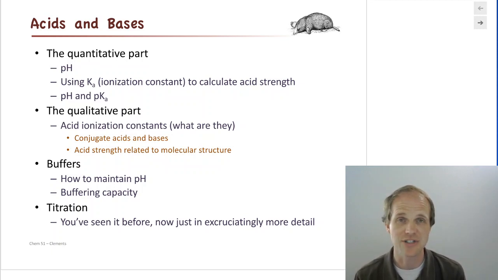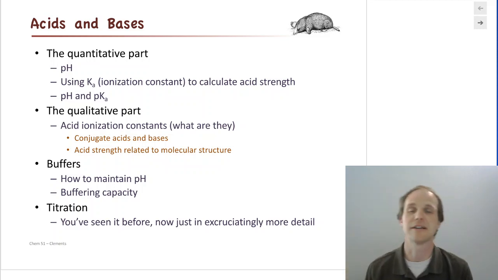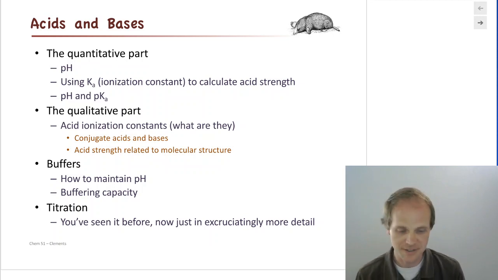And then titration. You've seen titration before in previous chemistry classes, but we're going to go into titration in excruciating detail. We're going to be able to calculate any point on a titration curve like that. Well, maybe not like that. Maybe like... Okay, so there's a little bit of work involved. But that's what we're going to be doing in this chapter.